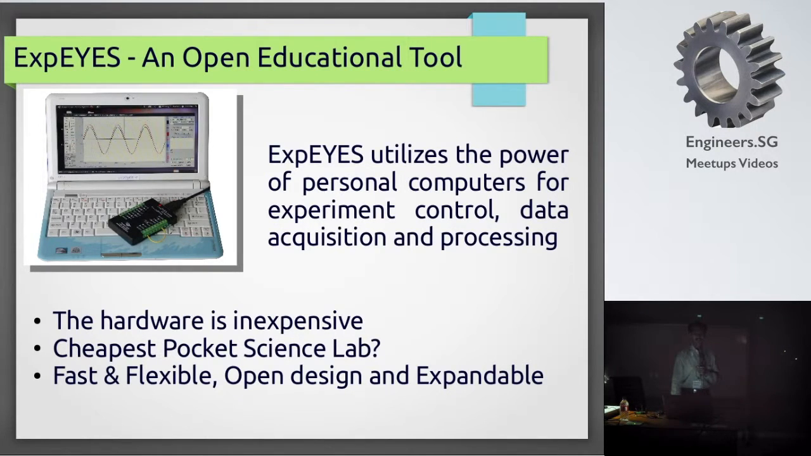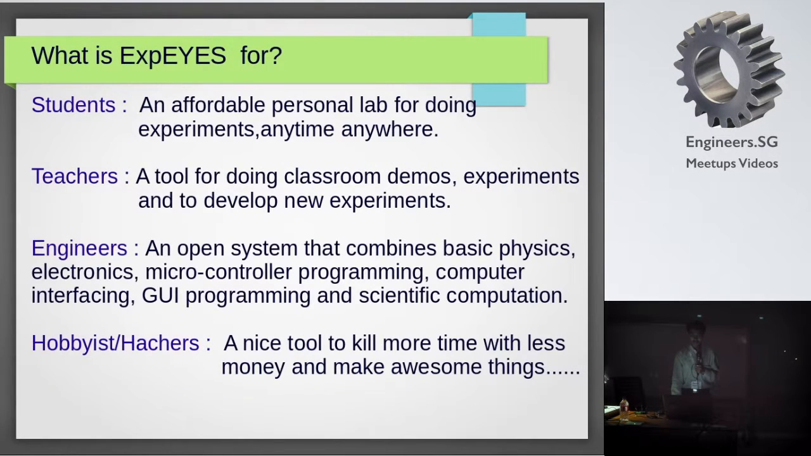Hardware is inexpensive, as I have claimed in the beginning. This is the cheapest pocket science lab. Design is flexible, and because it is open and expandable, one can use this for their own research projects. It can be used as a standalone system for control and monitoring in many processes.